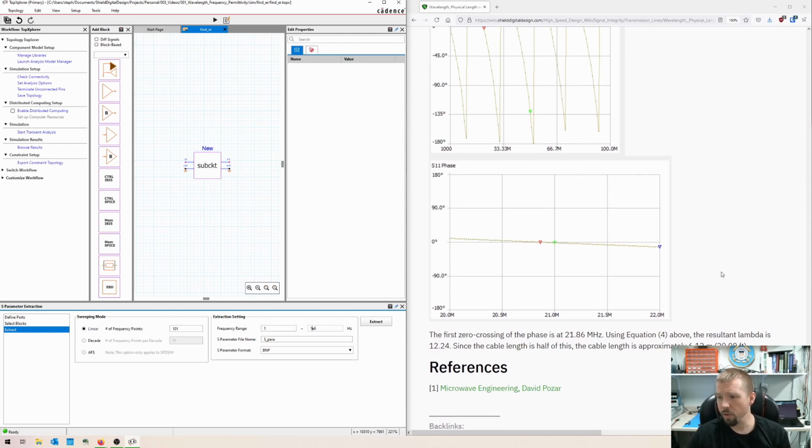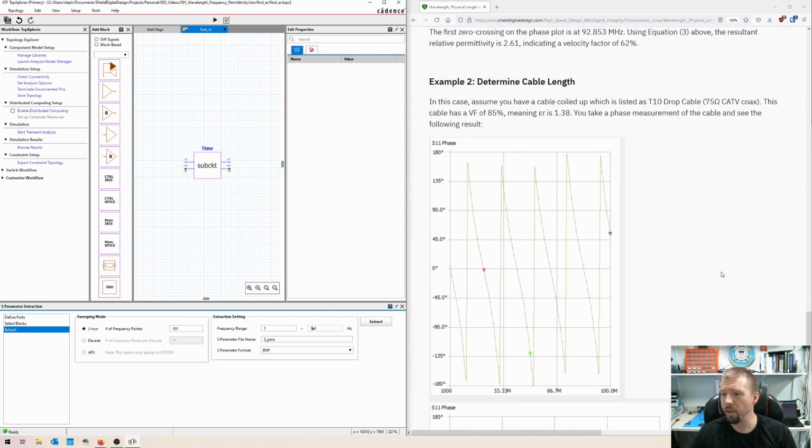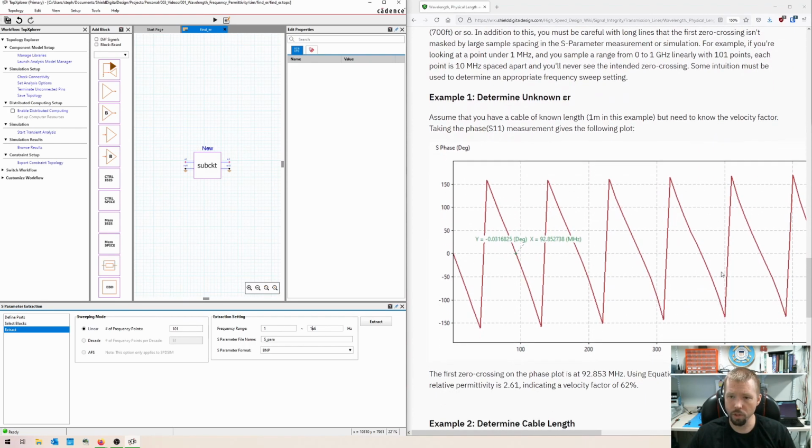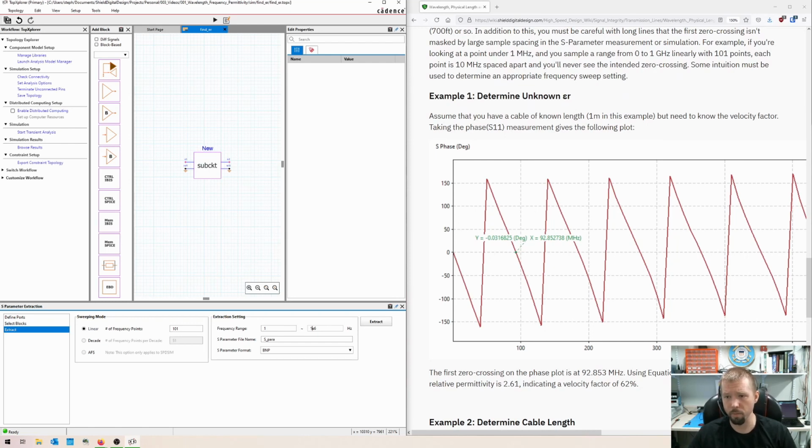And since we know that this is a half lambda cable, lambda over 2, the actual cable length is 6 meters. So that's a quick way to use this method to determine an unknown cable length if you know the cable type. Now, real quick, I want to explain the other example, which is, say you have an unmarked cable, but you do know the length, and you want to know what is that velocity factor. Perhaps this is a less common use case, but it's still possible.